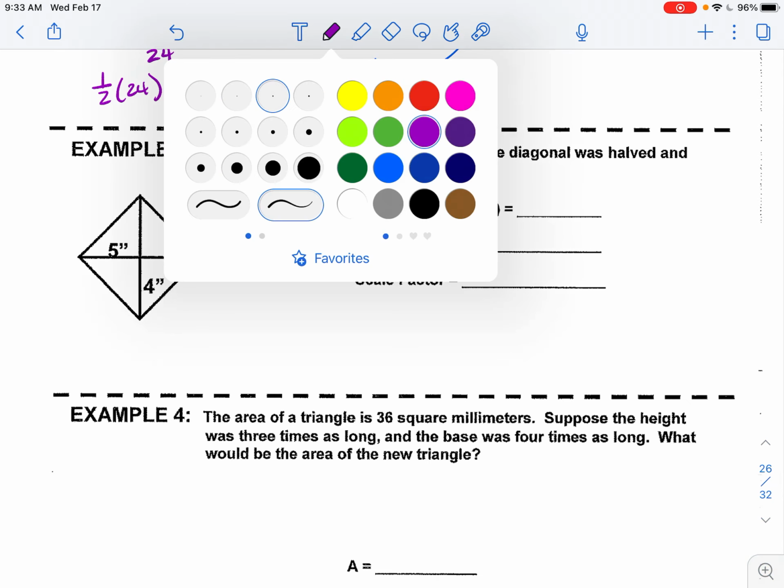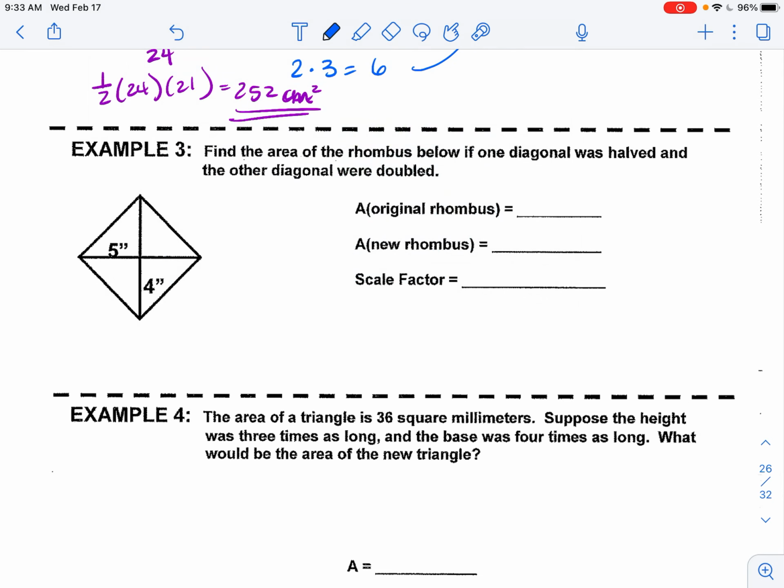Example 3, find the area of the rhombus below if one diagonal was halved. Okay, so we're going to cut this one in half, and the other diagonal were doubled. Okay, so let's just think about this. This is times 1/2, and this is times 2. The scale factor is 1/2 times 2, which is 1. So our area should not change.